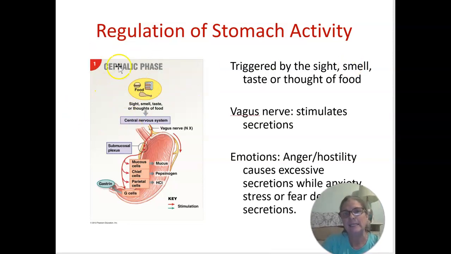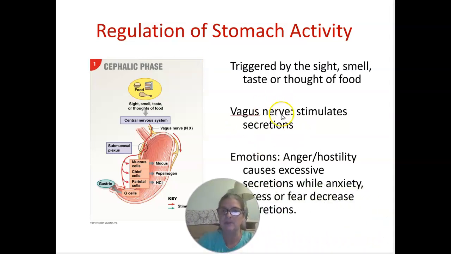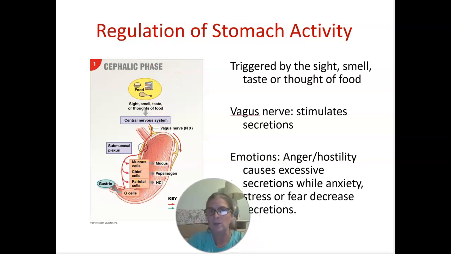So basically, if you're seeing food and thinking of food and you're hungry, this only happens if you want the food. Your brain is preparing your stomach because chances are you're going to eat the food. And so when we're looking at this, we know it's the vagus nerve. Thinking about it activates cranial nerve 10.